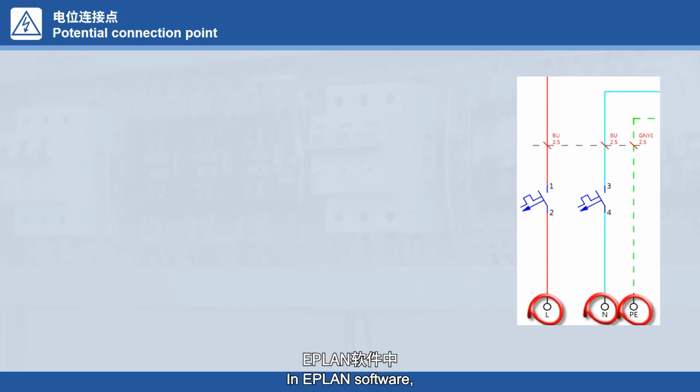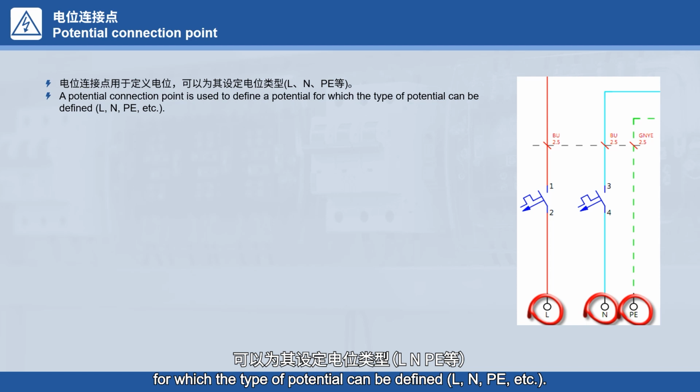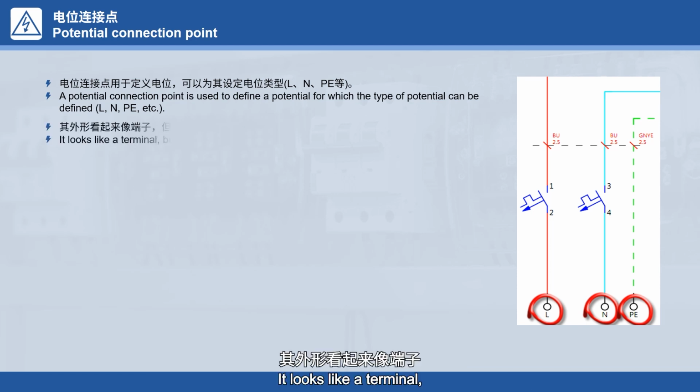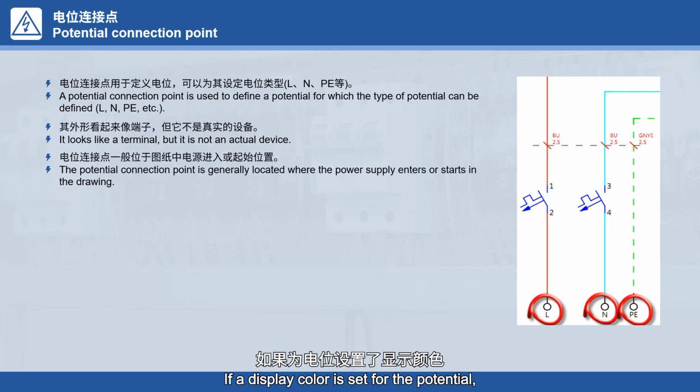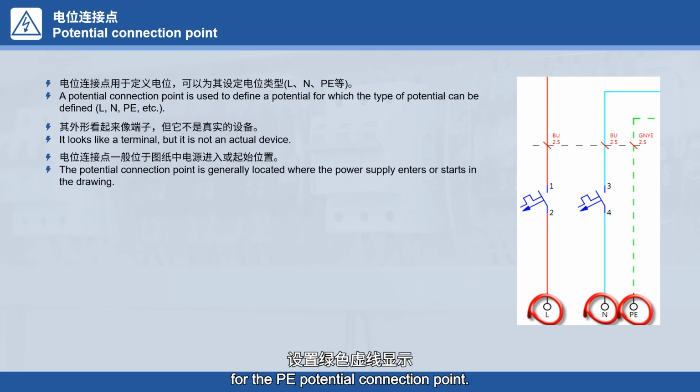In E-Plan software, the entry or starting position of the power supply is generally expressed by a potential connection point. A potential connection point is used to define a potential for which the type of potential can be defined: L, N, PE, etc. It looks like a terminal, but it is not an actual device. If a display color is set for the potential, the equipotential connections are shown in the same color throughout the project. The most common case is to set a green dotted line display for the PE potential connection point.